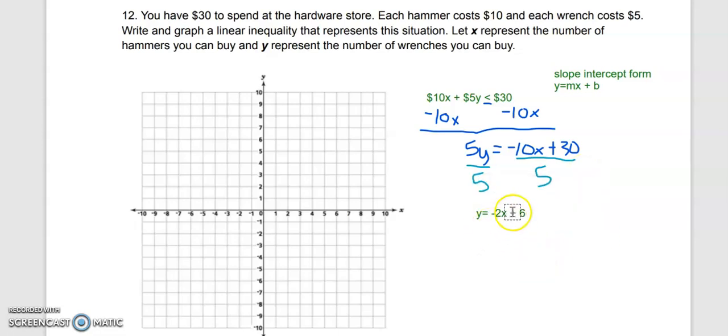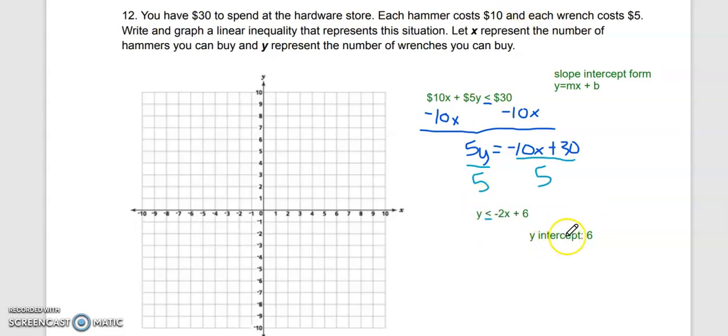From this equation, I just need to identify my y-intercept, which is my b. So my y-intercept is going to be 6. You know what, guys? I'm sorry. Instead of writing this equal sign here, I actually meant to write the less than or equal to. And that's going to be important in a minute.